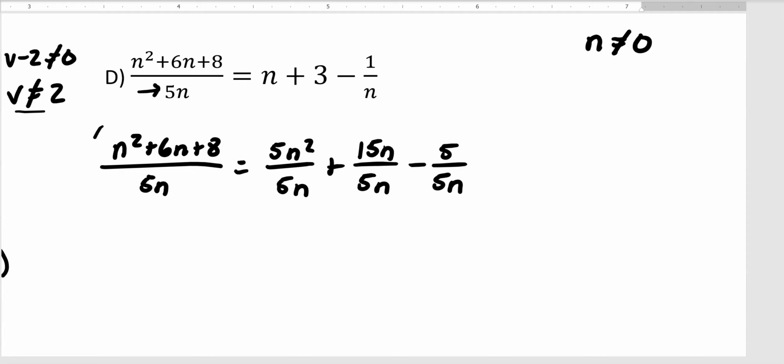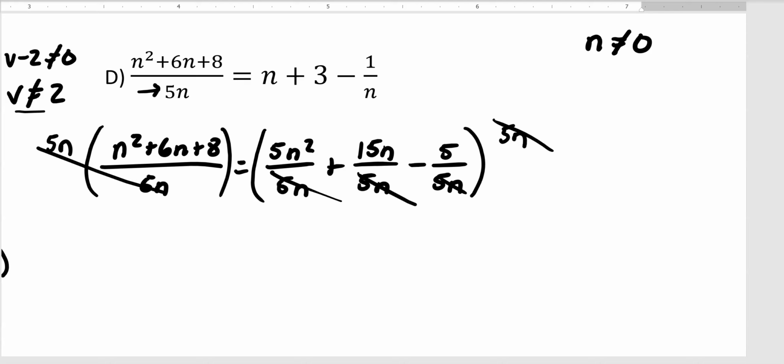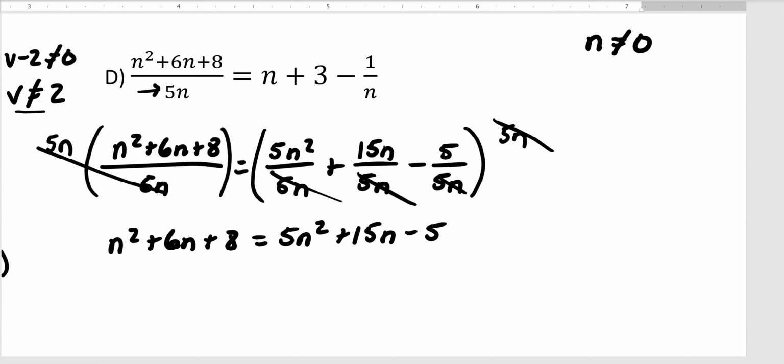So with that being said, let's multiply both sides by 5n. Those denominators will all divide out, and that means I'm left with n squared plus 6n plus 8 equals 5n squared plus 15n minus 5.